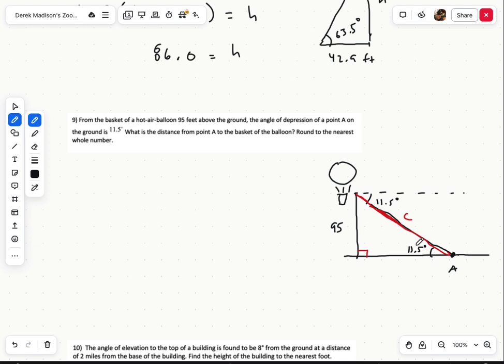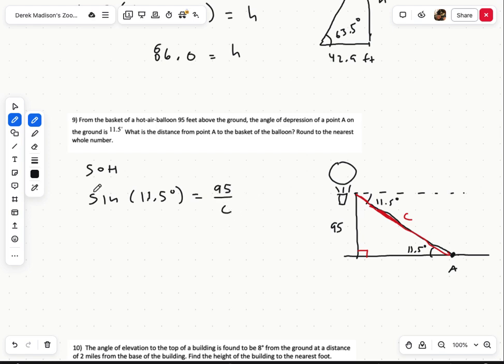And I know, let's see, I have the opposite side from the angle, and I want the hypotenuse, so opposite and hypotenuse is sine. So sine is opposite over hypotenuse. That's going to let me know which one of the three trig functions I probably want to use. So sine is going to be 11.5 degrees. And opposite is 95. And I'm trying to find the hypotenuse C.